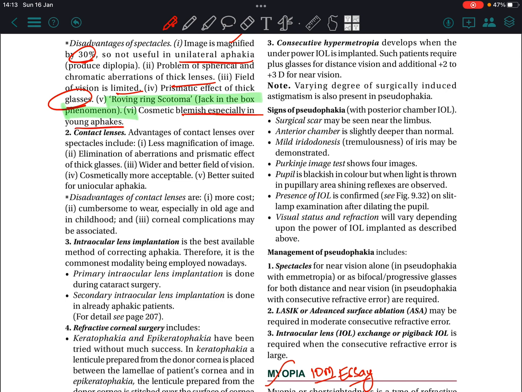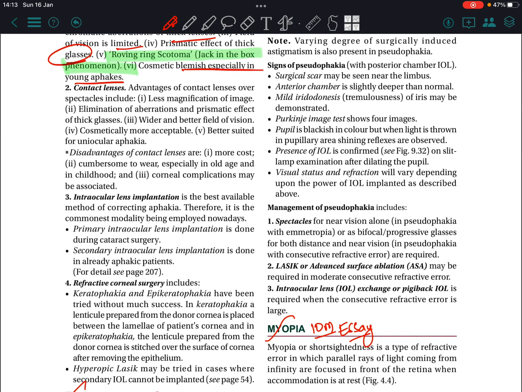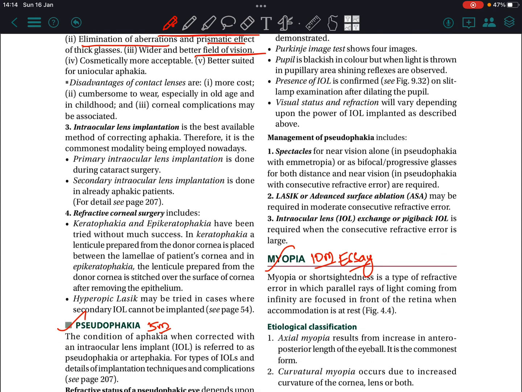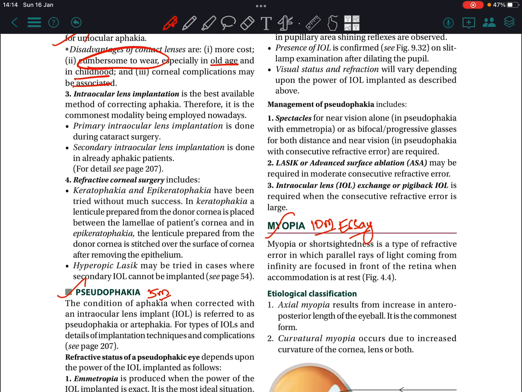Cosmetic blemish, especially in young affected individuals. Contact lens. Advantages of contact lens over spectacles: less magnification of image, elimination of aberration and prismatic effect of thick glasses, wider and better field of vision. Cosmetically acceptable, better for unilateral aphakia. Disadvantages are more costly, cumbersome to wear, especially in old age and childhood. Corneal complications may be associated.